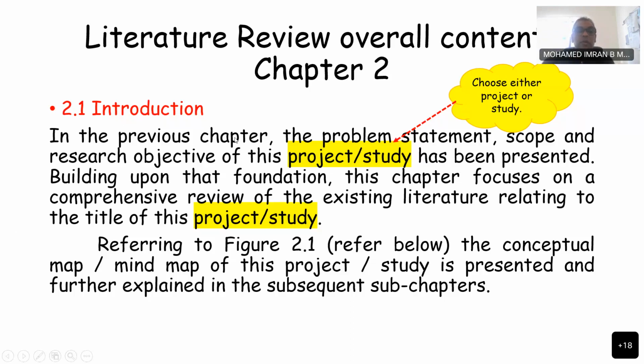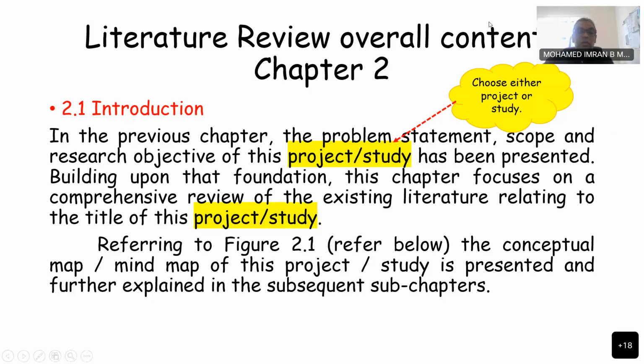So in 2.1, the introduction in chapter 2, you start by saying, in the previous chapter, the problem statement, scope, and the research objective of this project or study has been presented. You can either choose the word project or study, or if some students want to choose thesis, it's also fine. But keep it standard. Don't write one minute project, and the next minute study, and then research, and then thesis. If you are using the word project from chapter 1, then maintain it until the end.